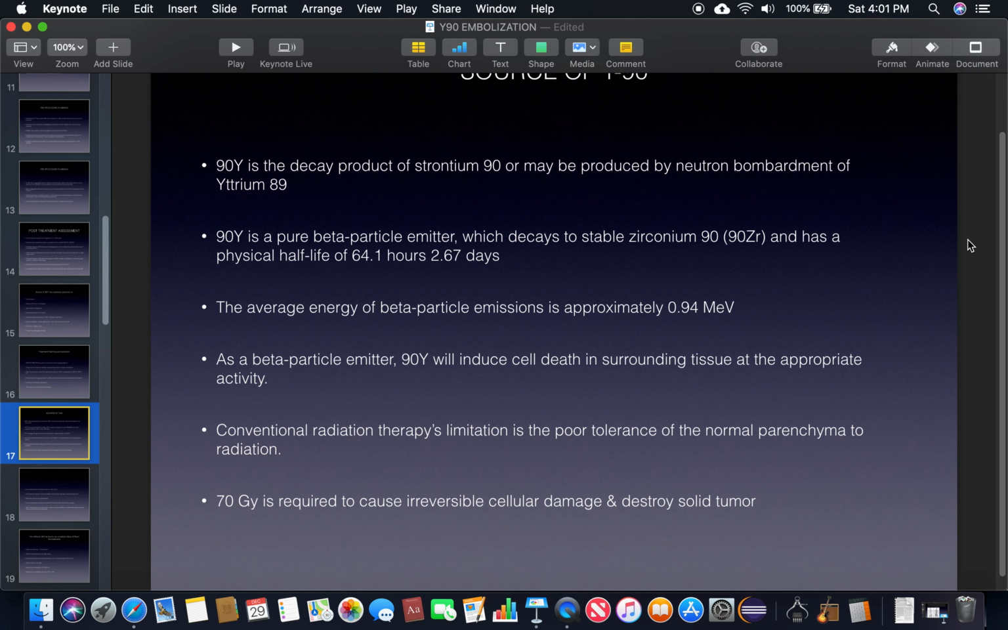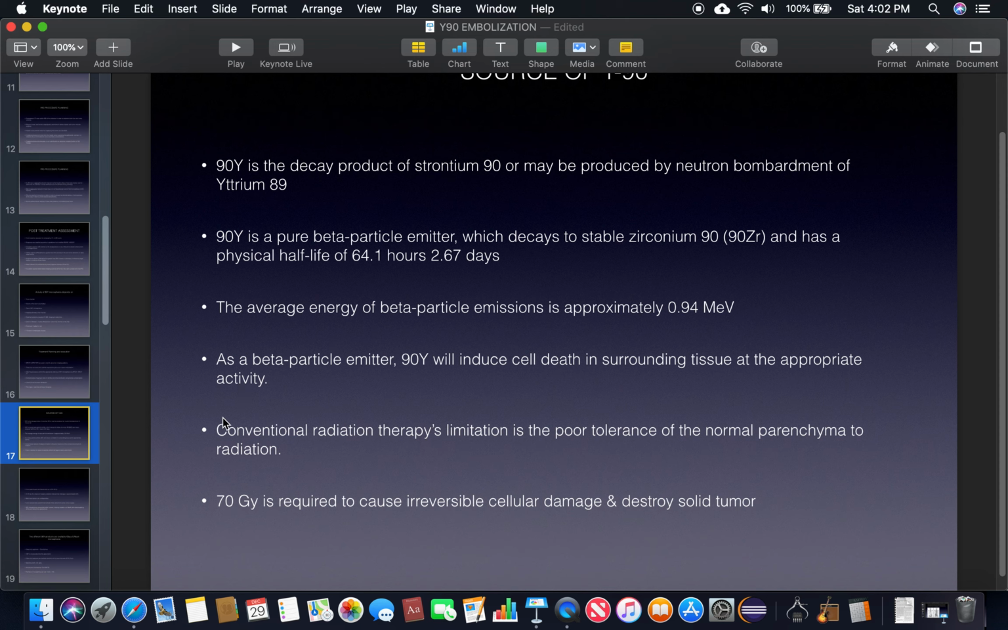Now, how does this agent act? Yttrium is a decay product of strontium 90, and it can be produced by neutron bombardment of yttrium 89. Now, this is a pure beta particle emitter. It decays to zirconium, and it has a half-life of 64.1 hours, which is equal to 2.7 days. Average energy is 0.9 MeV, and it will cause cell death in surrounding tissues at appropriate activity.